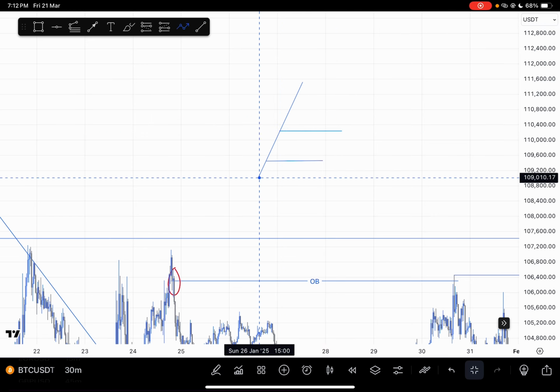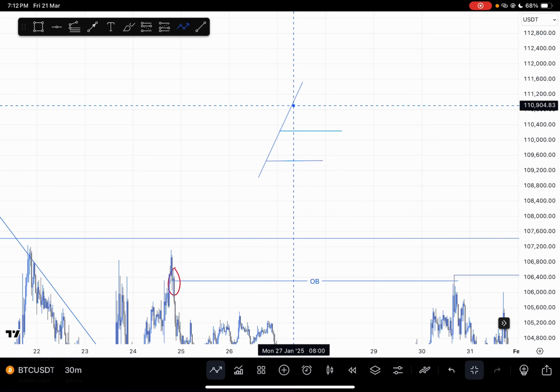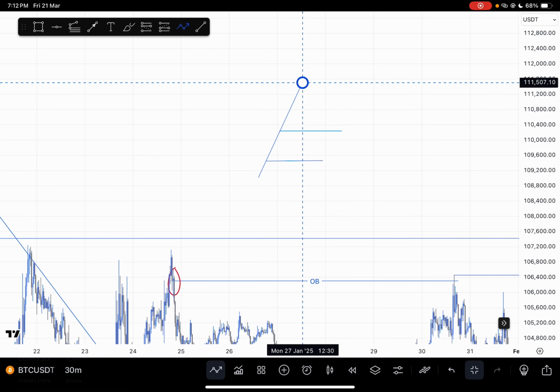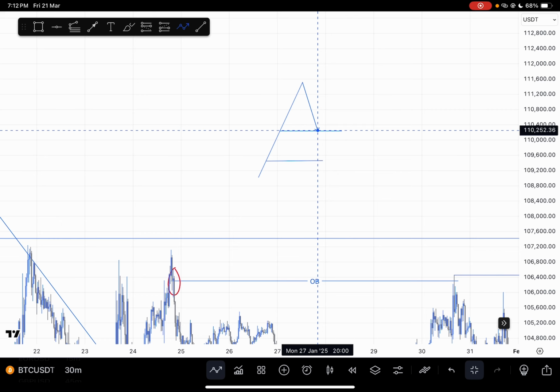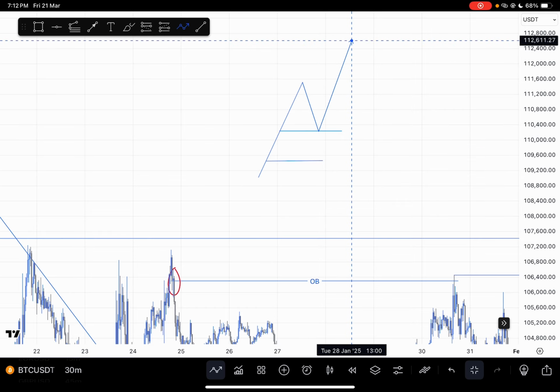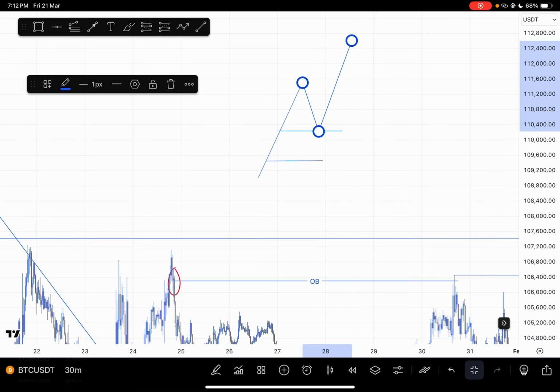Price will always use the first order block. If price wants to retest from here, it will always use the first order block. It won't use the second one. It will always use the first order block, then push to the upside, ignoring the last order block. So that's what you saw here.